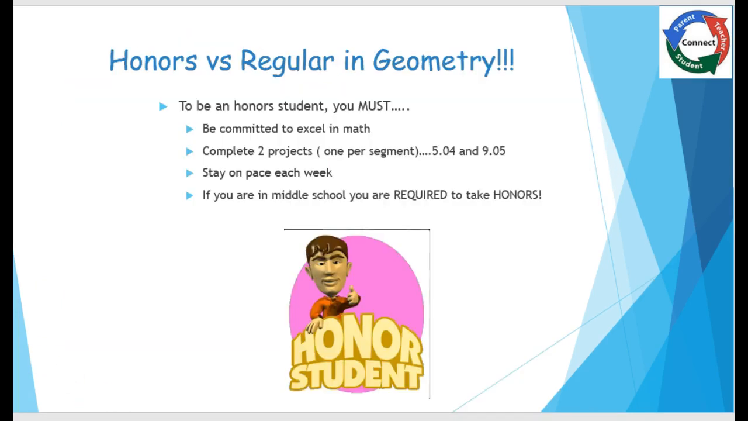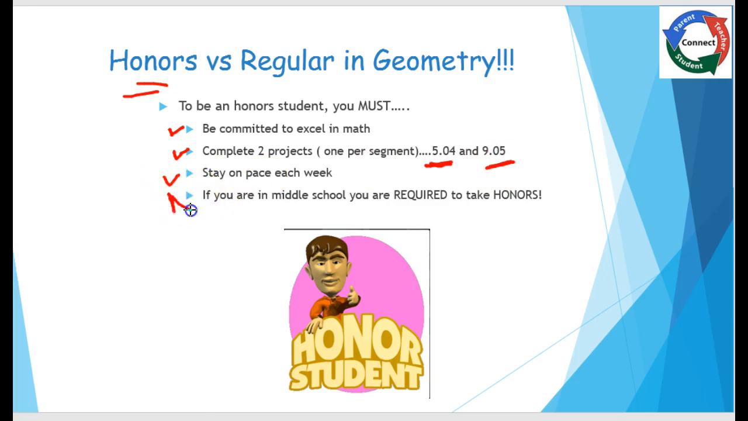Geometry has the option of being an honors student or a regular student. If you happen to choose geometry for honors credit, this is what I expect. I want you to make sure that you're committed to excelling in math, that you complete projects, 1 per segment. This is 5.04 in semester 1 and 9.05 in semester 2. Make sure that you stay on pace each week.